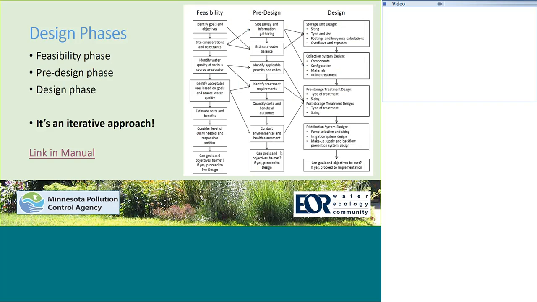And then if we still think that this is feasible, we can meet the goals and objectives, then we move on to the design phase and we start to specifically design our system, starting with the storage unit, collection system, how are we going to get the water from the surfaces to our storage unit, into distribution, what sort of pre-storage, specific post-storage, and then our distribution system. So all of these, for example, site considerations impact your site survey and your water balance, which impacts your storage unit design. So the point here is an iterative approach. This diagram is on the website. I think it's useful to try to keep track of all of the things that you need to be considering at each phase of your design.